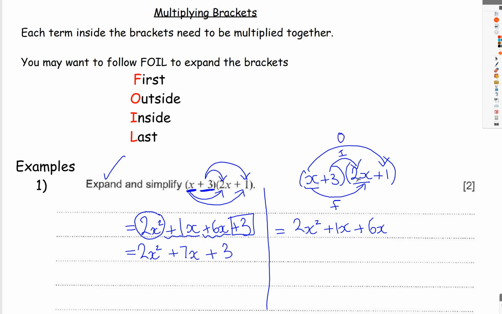And then last, well, if the x and the 2x were first in the brackets, then the plus 3 and this plus 1 are going to be last in the bracket. So plus 3 times 1 is plus 3. And then simplify like we did earlier, so you're going to have 2x squared plus 7x plus 3 by collecting like terms. Okay.